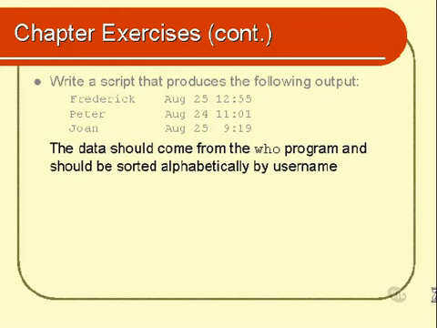Obviously the data that you're processing should come from the who program, and I'd also like to see the output sorted alphabetically by username, which is not something I've done in the little sample output that you can see there, but I would like it sorted alphabetically.